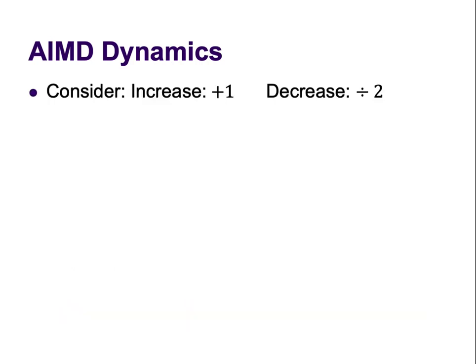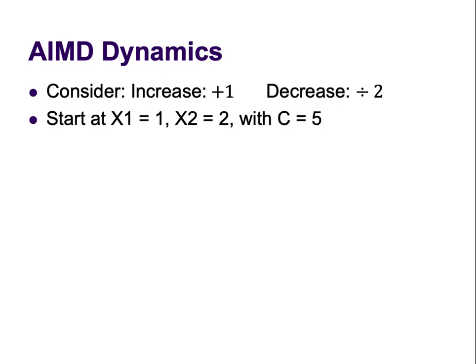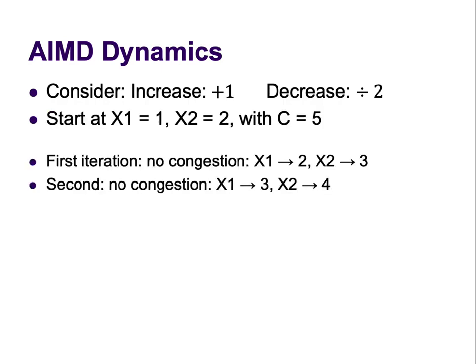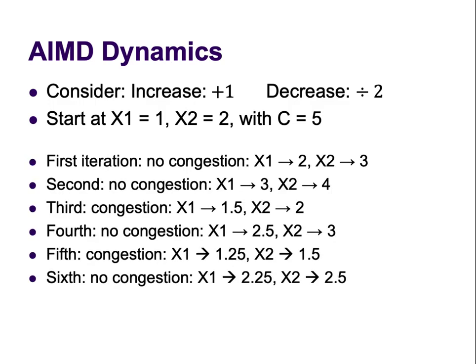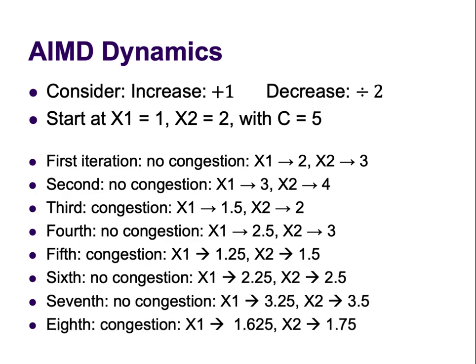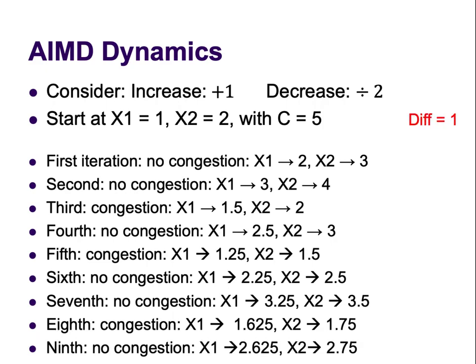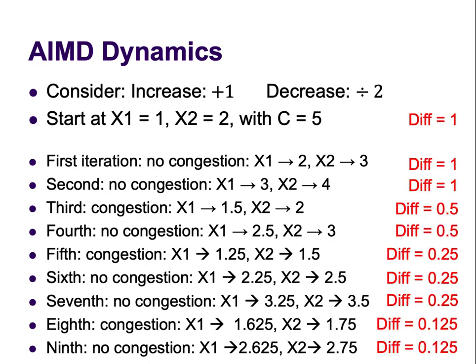Let's walk through what AIMD does. So let's consider here that you had an increase of 1 and a decrease of 2. And if we started again with the same example, x1 is 1, x2 is 2, you have a capacity of 5. I'm not going to actually step through all of these, but you can do it offline. Calculate the x1s and x2s you end up with each time. What you're going to find, as you go forward and look at the difference between x1 and x2, is that we started out with x1 being 1 off from x2, and as you continue to proceed, the difference drops over time.